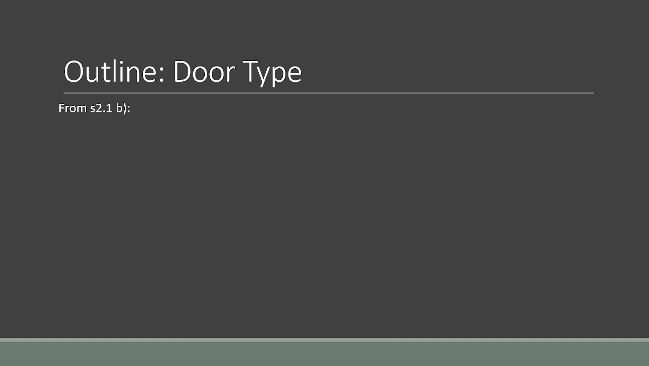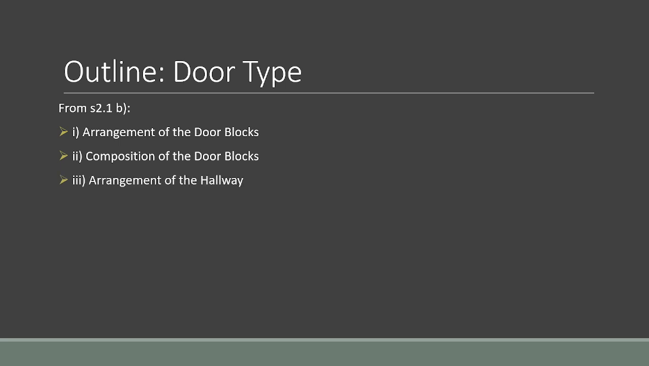So from section 2.1b, there are 4 sections. First is the arrangement of the door blocks. Second one is the composition of the door blocks. Third one is the arrangement of the hallway. And fourth one, guess what, is the composition of the hallway. So yeah, 2 arrangements, 2 compositions, 2 door blocks, 2 hallways. Combine them together, you have 4 combinations, and that's that. There are 4 sections in this section 2.1b.